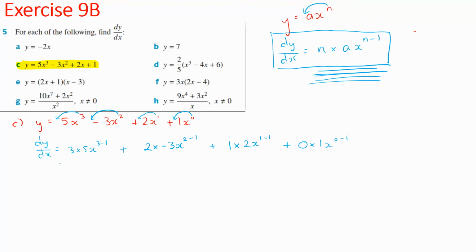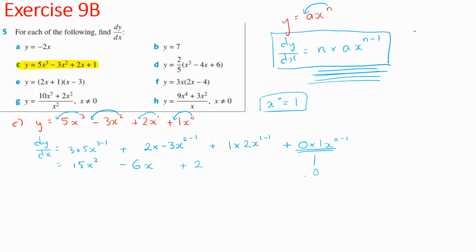Each one of these will have its own sort of value. So 3 times 5 is 15, x to the power of 2, 3 minus 1 is 2, and then this is technically 2 times negative 3 is negative 6, so minus 6x to the power of 1, because 2 minus 1 is 1. And then notice this is 1 times 2, which is 2. But x to the power 1 minus 1 is 0. But x to the power 0, hopefully you remember, anything to the power 0 is 1. So technically it's 2 times 1, which is 2. And then finally 0 times anything is 0.